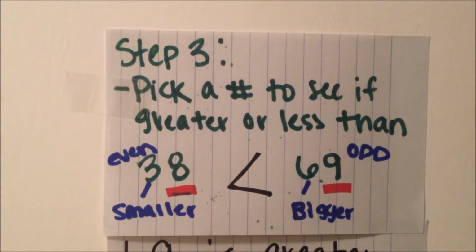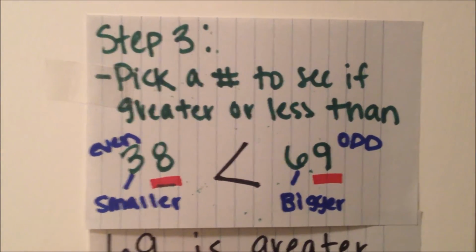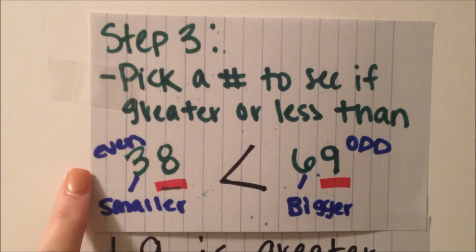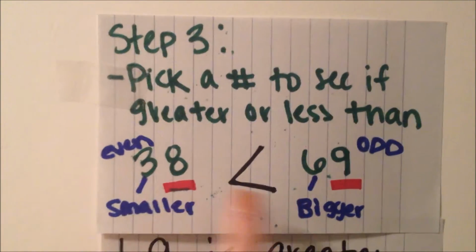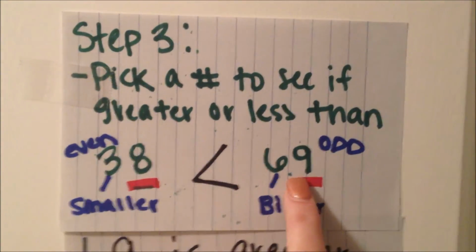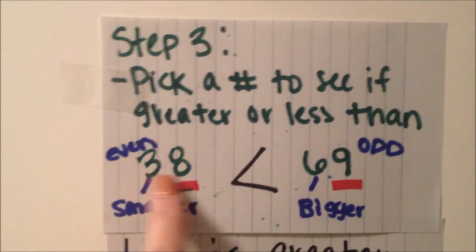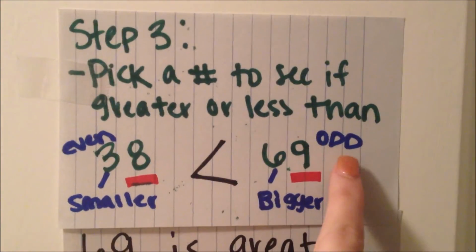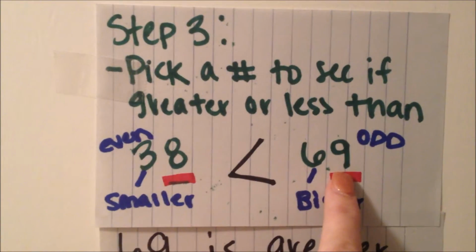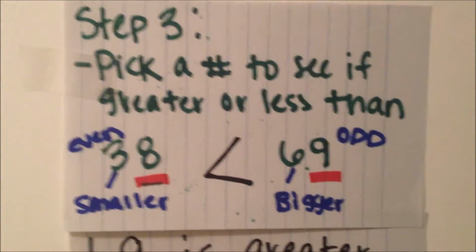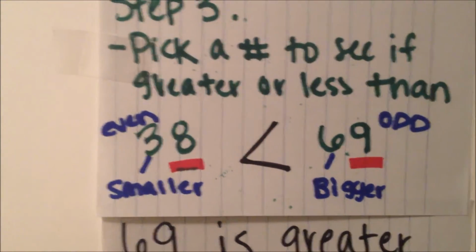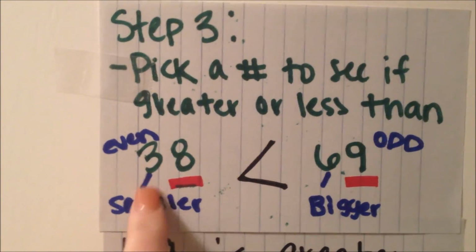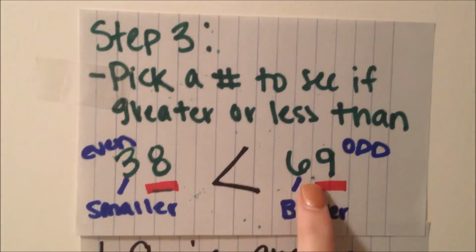Next, you pick a number to see if it is greater or less than 38. Just as an example, I chose the number 69. First, 38 is an even number. 69 is an odd number due to the 9. Remember, every other number is going to be even or odd. Then you look at the first digit. Well, 3 is smaller than 6.